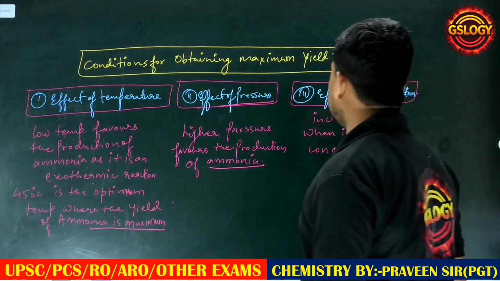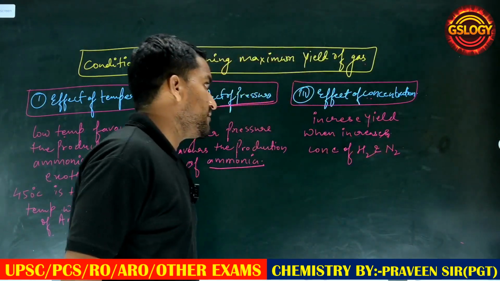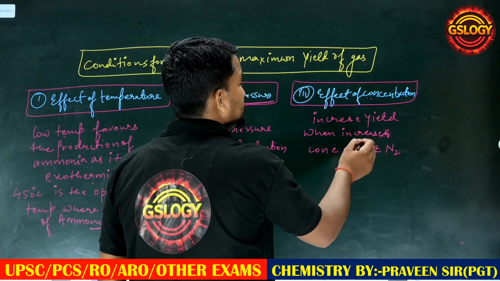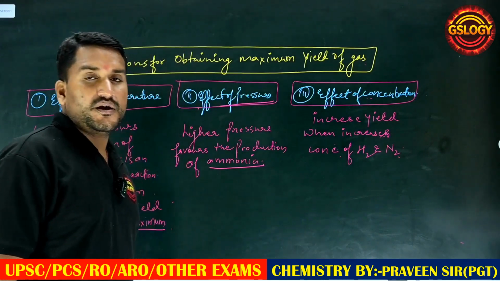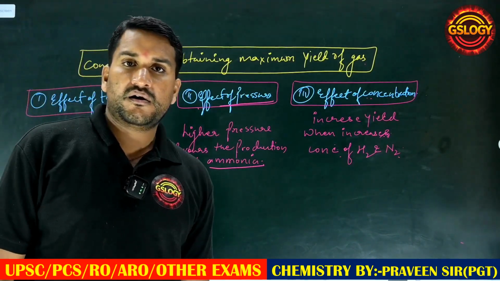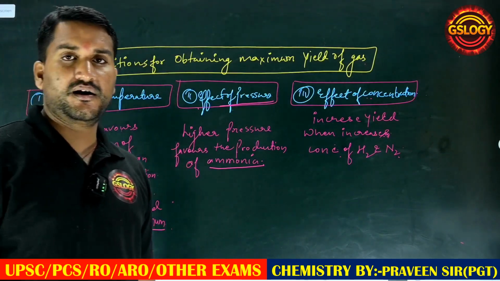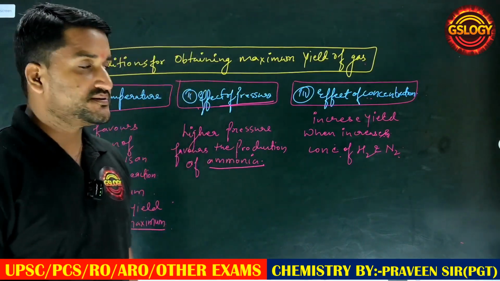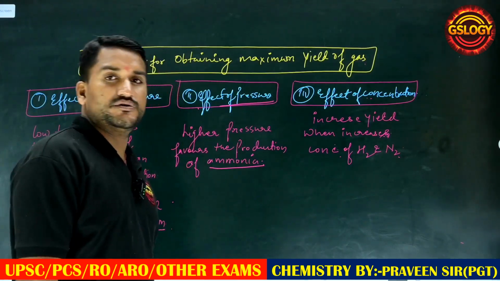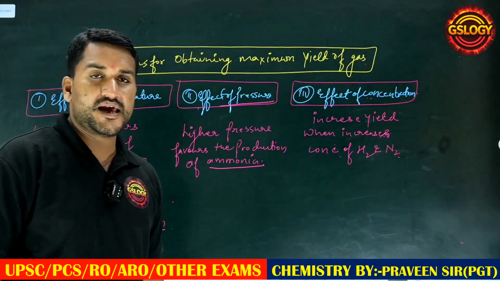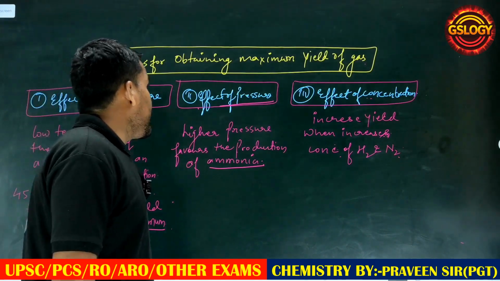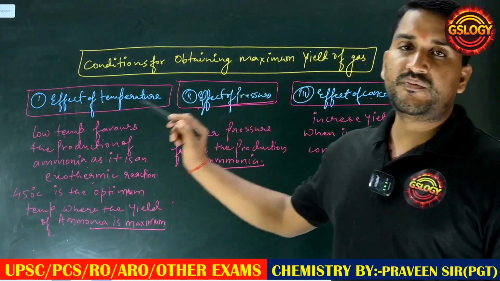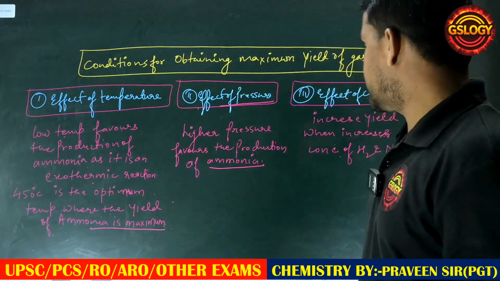And the next point is the effect of concentration. Increasing the concentration of nitrogen and hydrogen also increases the yield of ammonia gas in this reaction. So that is all about the conditions for obtaining the maximum yield of ammonia gas.